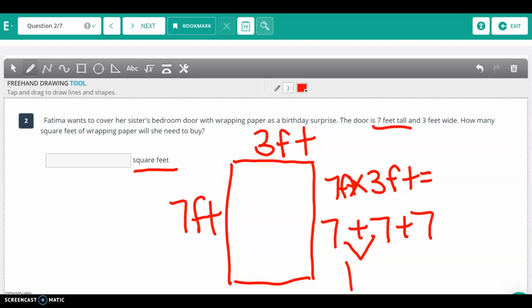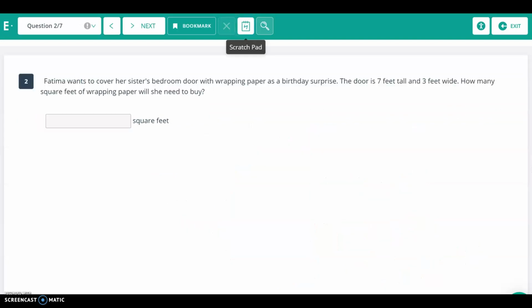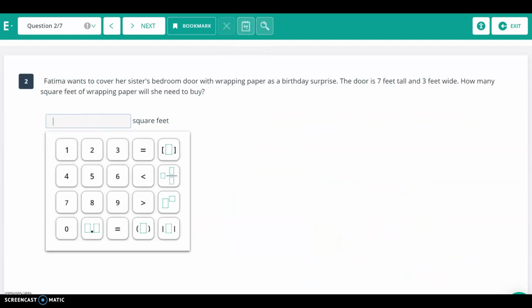7 plus 7 is 14, plus 7 more is 21. 21 square feet is how much area needs to be covered by the wrapping paper. Click on the notepad, type in 21, and then click Next.